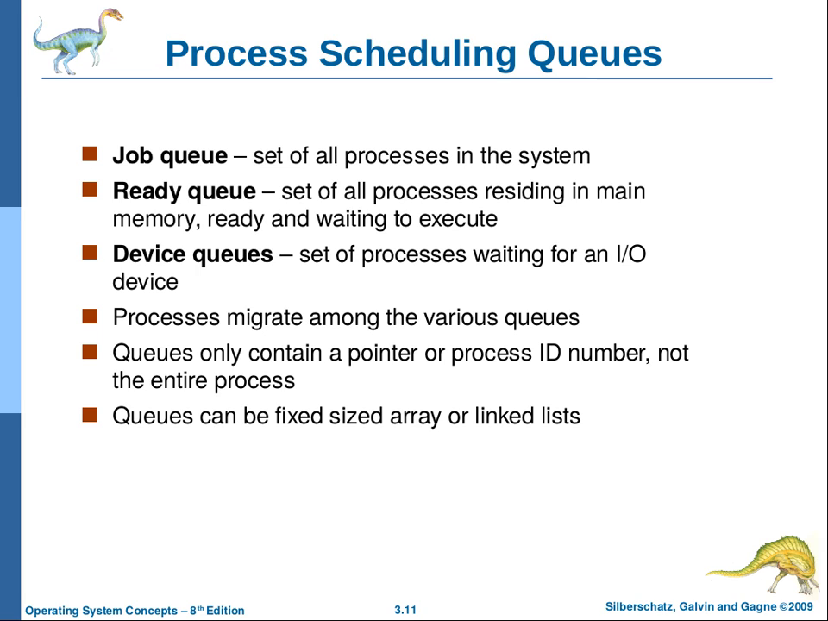Queues only contain a pointer or a process ID, not the entire process. Hopefully that makes sense, because that's going to be a lot faster than trying to copy a whole program state or process each time. And yeah, they can be a fixed size array or linked list, depending on which is best. If they're a fixed size array, it's usually a heap because it's a priority queue.